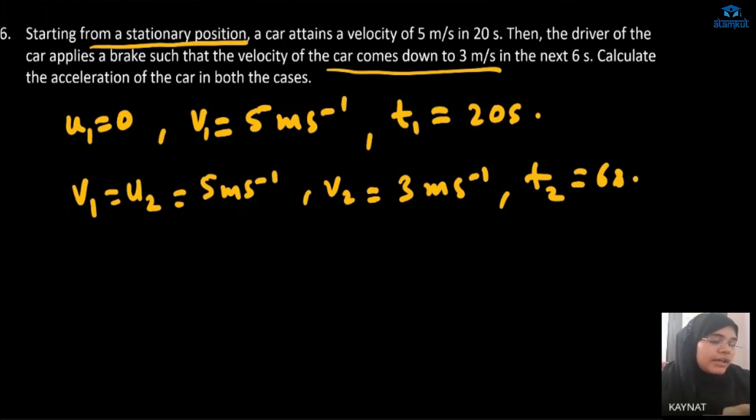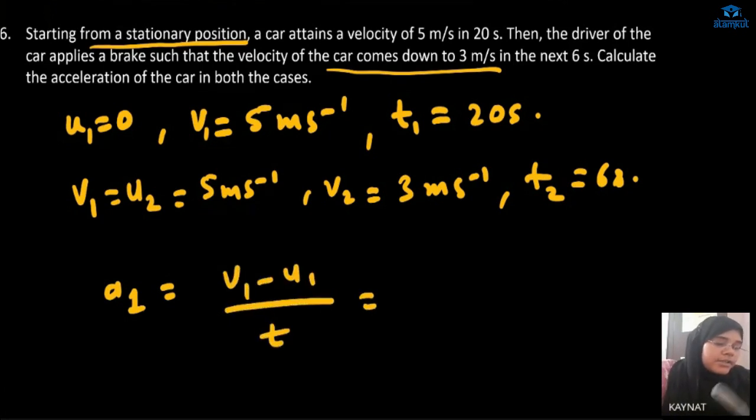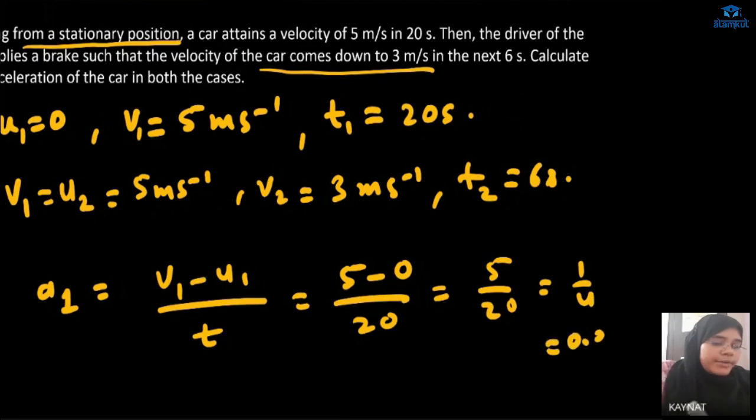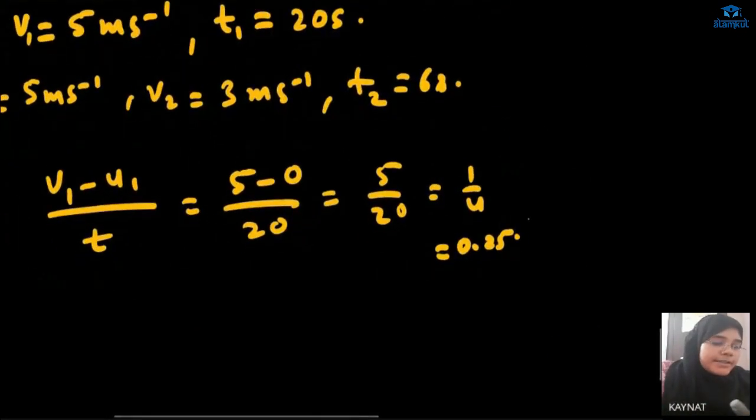Calculate the acceleration of the car in both the cases. So we have to take both the cases. For both, we have all of the data: u, v and t. So for a1, it will be (v1 minus u1) by t. So v1 will be (5 minus 0) by 20. It will be 5 by 20, which means 1 by 4, which means 0.25 meter per second square.